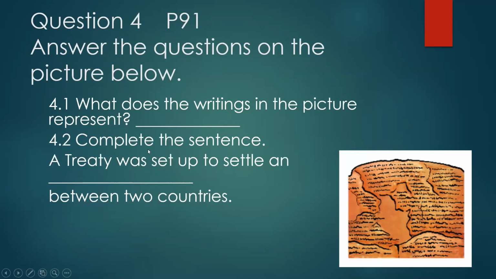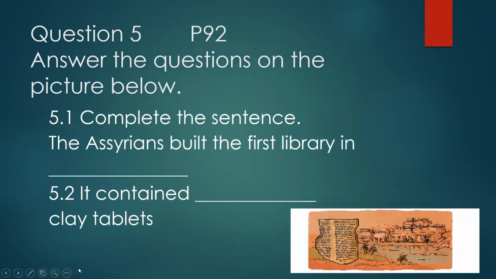And question 4.2, complete the sentence. A treaty was set up to settle what between two countries? What was going on between two countries? So we're going to have to read carefully and understand what we are reading. Question number 5, we have a 5.1 and a 5.2 as well.